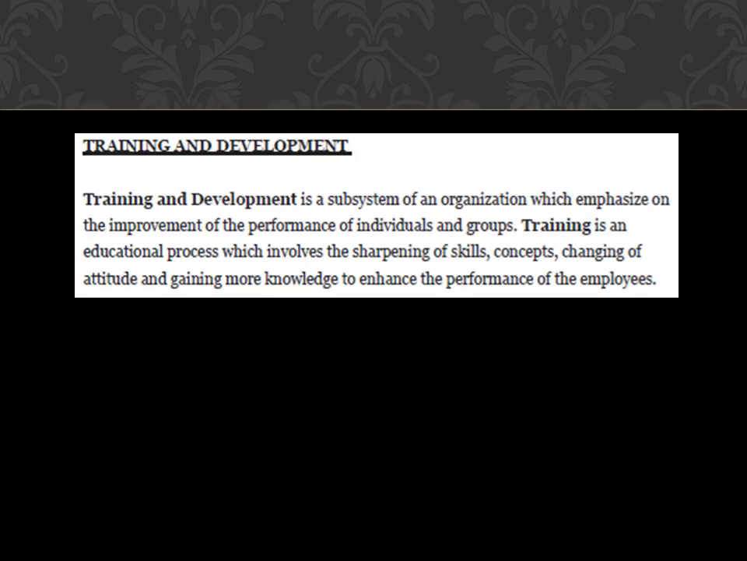Training and development. Training and development is a subsystem of an organization. Training is an educational process which involves sharpening of skills, concepts, and changing attitudes of employees to enhance their performance. The aim of training and development is to help the organization achieve its purpose by adding value to its resource, the people it employs. Training means investing in the people to enable them to perform better and to empower them to make the best use of their natural abilities.